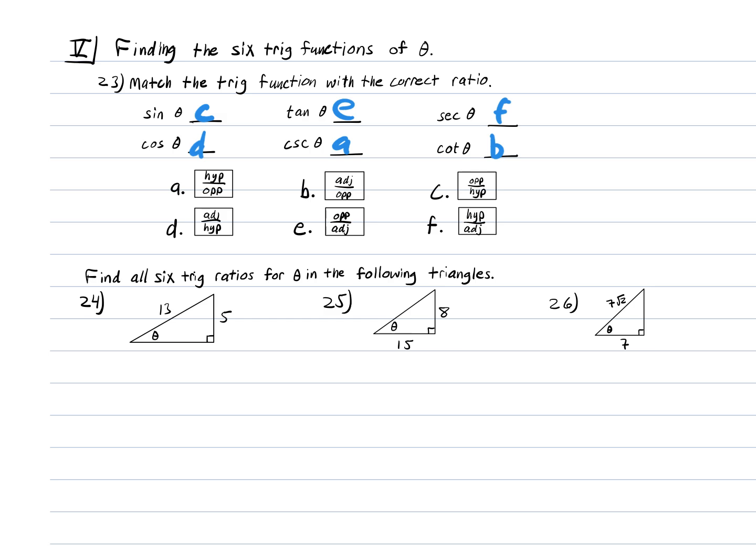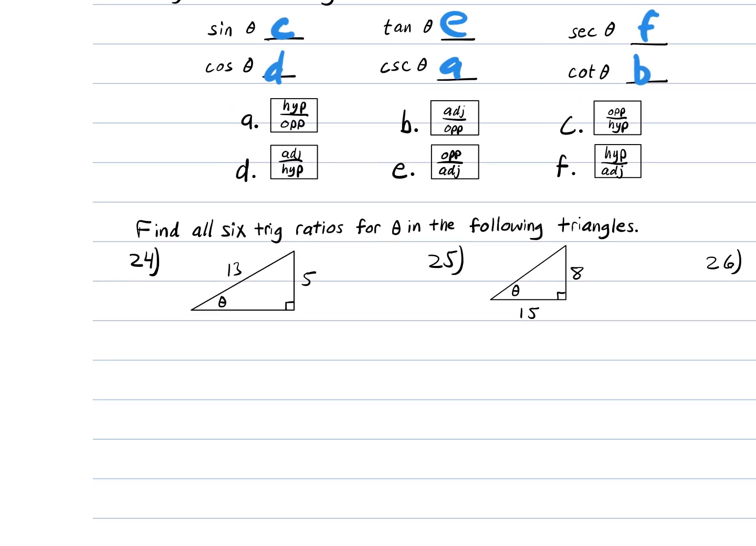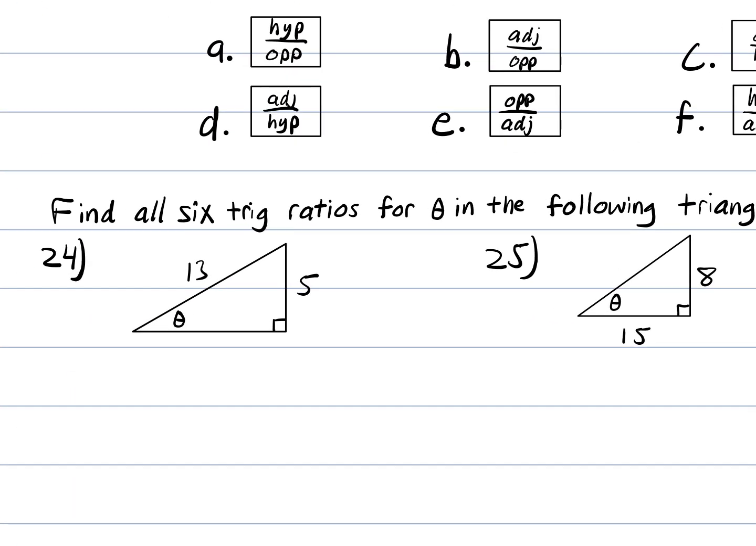Now to find the 6 trig ratios for any given theta, I have 2 sides of this right triangle. To find the third, you can use Pythagorean theorem, right? So I can do 5 squared plus b squared equals 13 squared, right? 13 is the hypotenuse. Make sure you're labeling these correctly. Right, and you get 25 plus b squared equals 169.